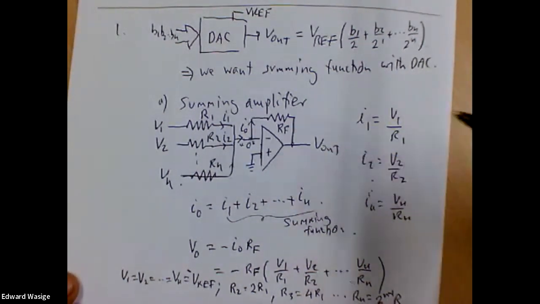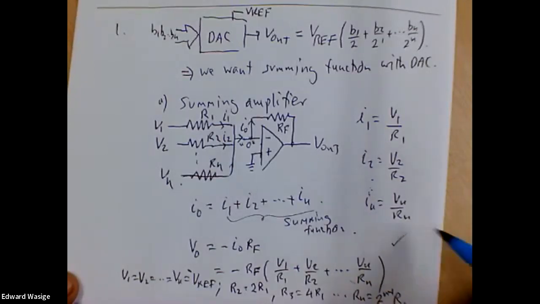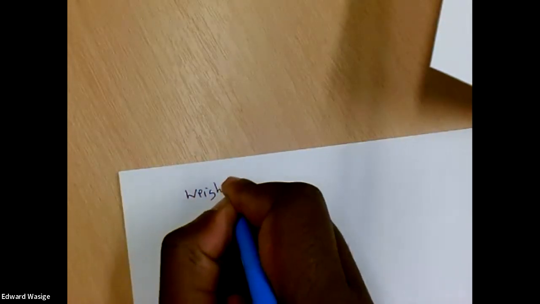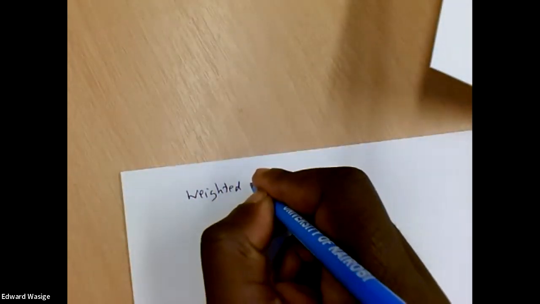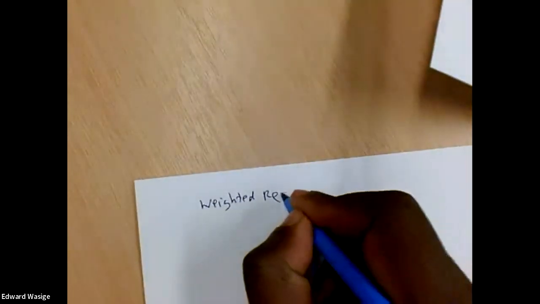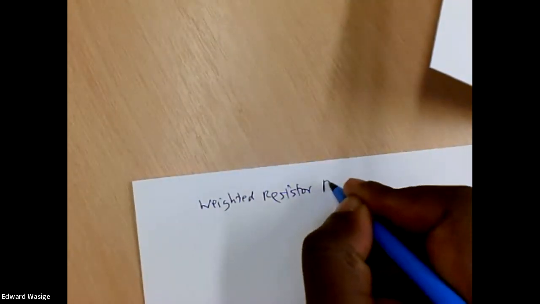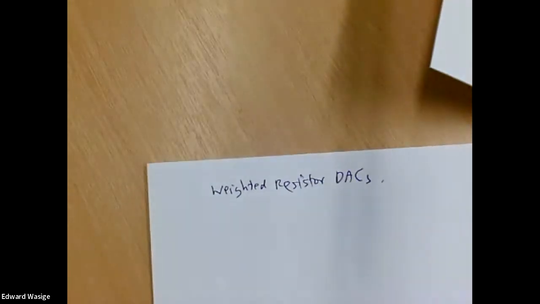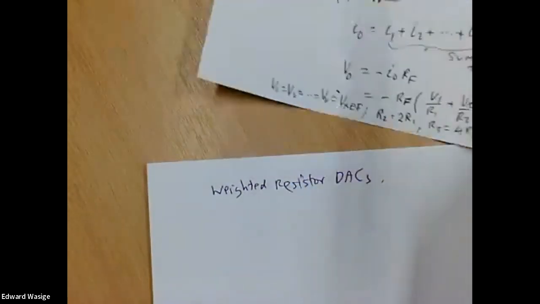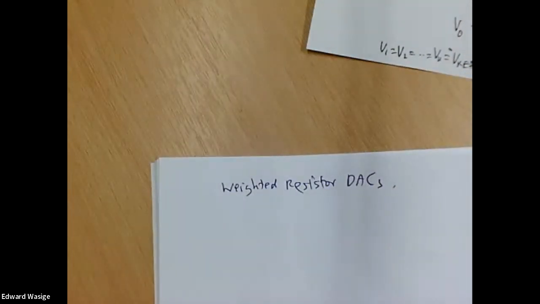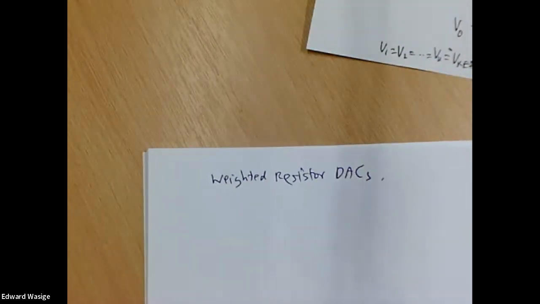Now we can draw what's called a weighted resistor DAC. It's a little bit off the plan. I needed to do the simple circuits first, but I think we can do the first DAC based on that simple circuit.